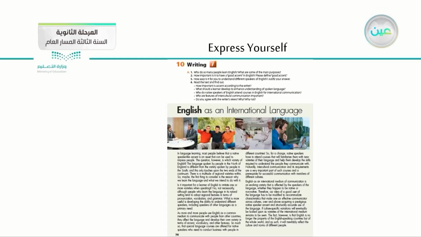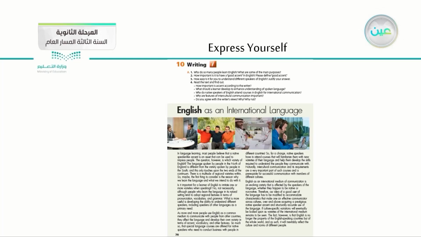Today we have a writing question, the 10th part in this unit. In this part, Express Yourself, the whole unit is revolving around expressing our own ideas, thoughts, and opinions toward many different things. One of the things that we are going to express our opinions about is the English language. Today we are going to focus on the English language as an international language.